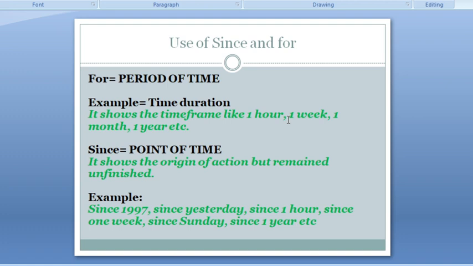That we call the since point of time, which only indicates the origin of the sentence, the origin of the action, but doesn't show its end point or finish point. So the action remained unfinished.